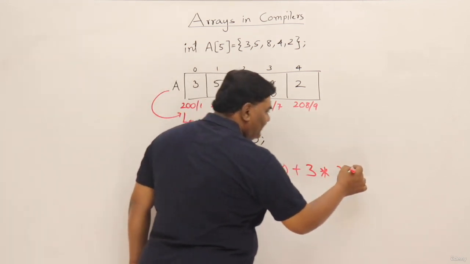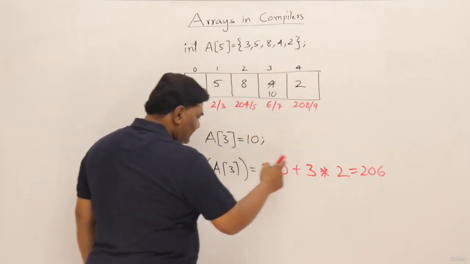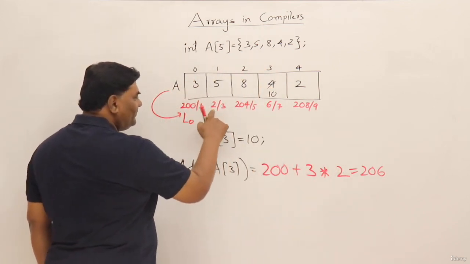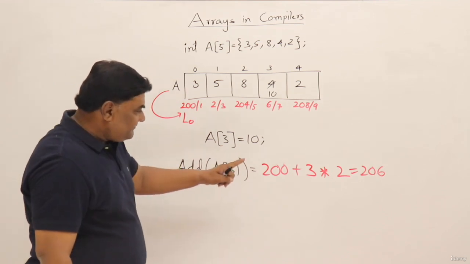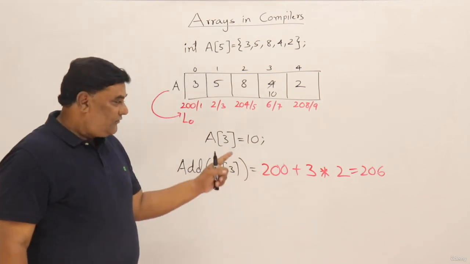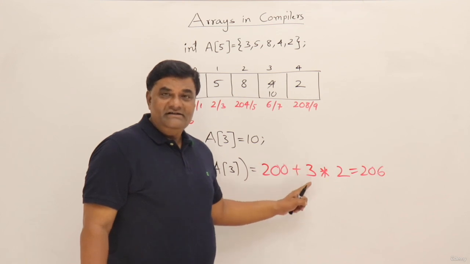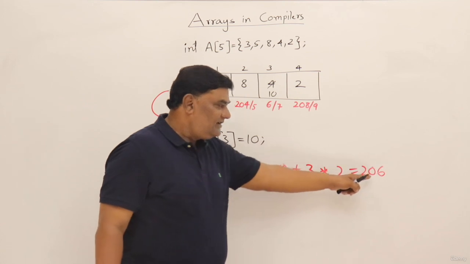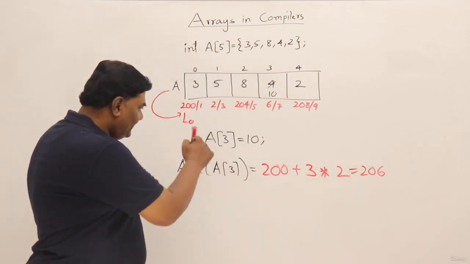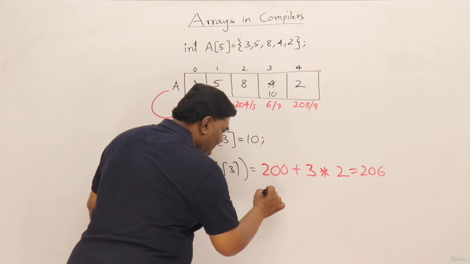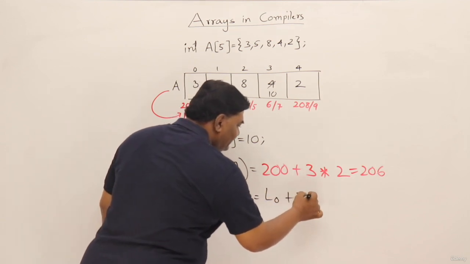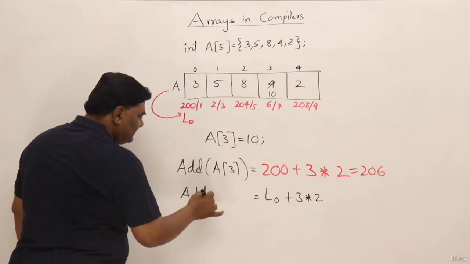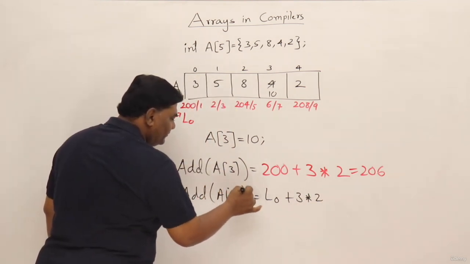This gives me 206. So why 3? This is the index that I want to access. Then why 2? Because each integer takes 2 bytes. So from the base address of the array, location 0, I want to access the third index where each index takes 2 bytes. So the final address will be 206. Using this formula, the address 206 can be obtained. I will convert that into a formula: L0 plus 3 into the size of an integer. So the address of a of 3 is obtained like this.